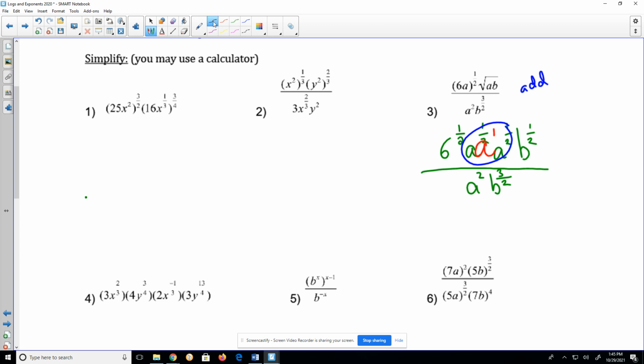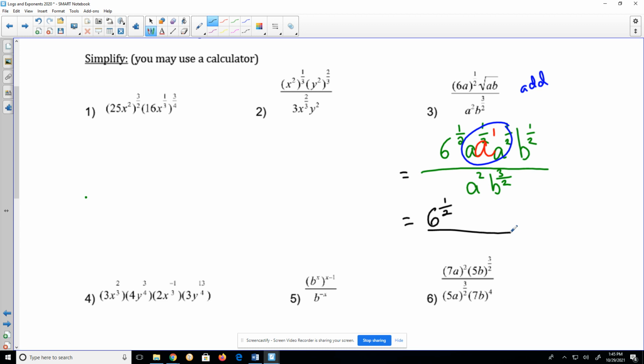So that makes it a little bit easier to look at. And now let's see what we have left. I have my 6 to the 1/2, aka the square root of 6. I have an a to the first in the numerator. I have an a squared in the denominator. So two ways to think about it. You can think about it like subtraction: a to the 1 minus a to the 2. So 1 minus 2 would be a to the negative first power.